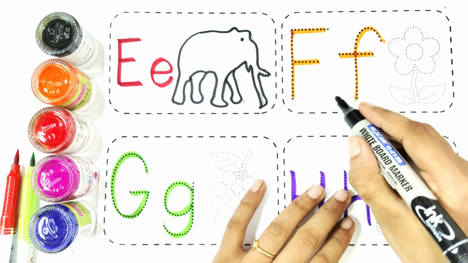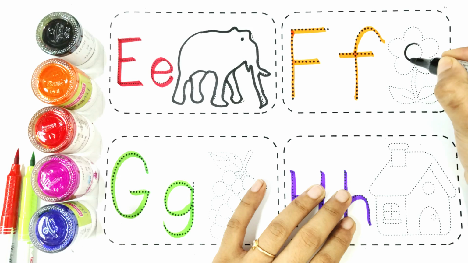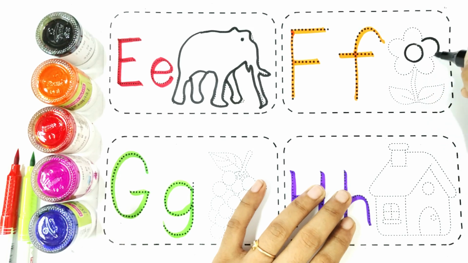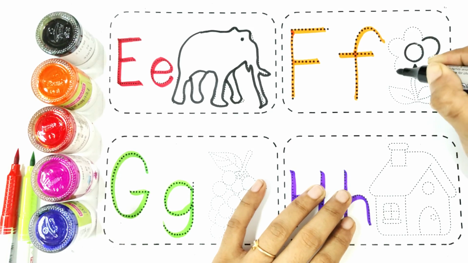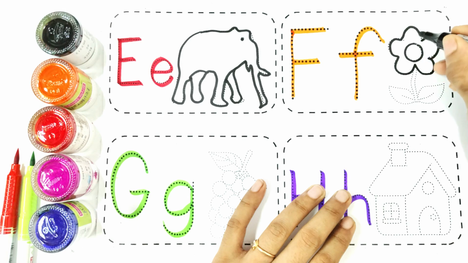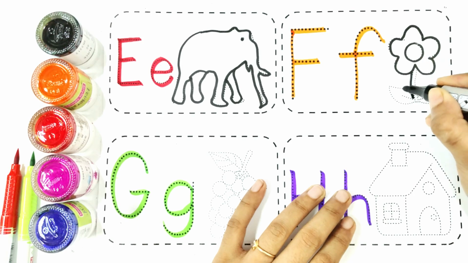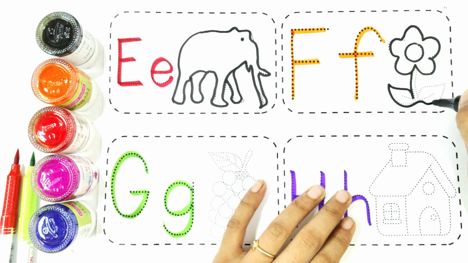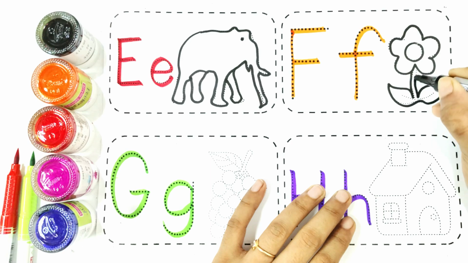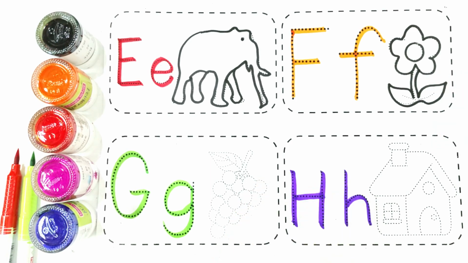F. F is for flower. Draw with me a flower. Again, say with me, F is for flower.